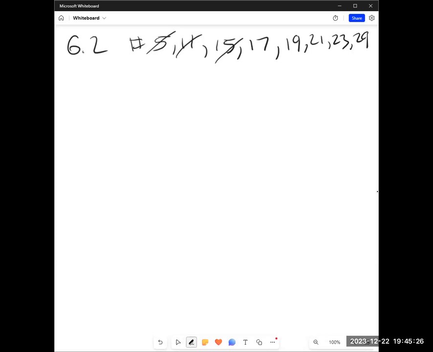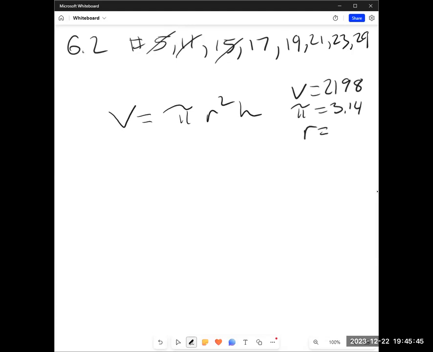Now we have V for volume equals pi r squared h. This is the volume of a right circular cylinder. They're going to tell us the volume is 2198, and they want us to approximate pi as 3.14, and they tell us that r is 10, and they want us to find h.